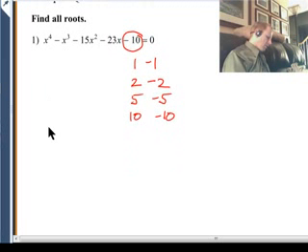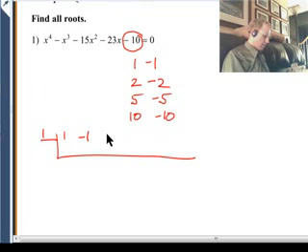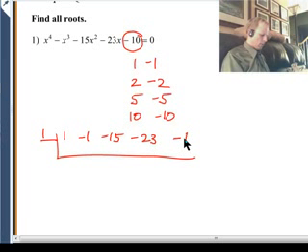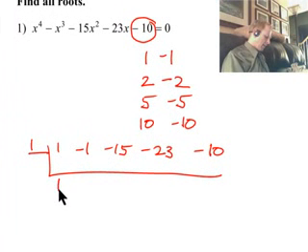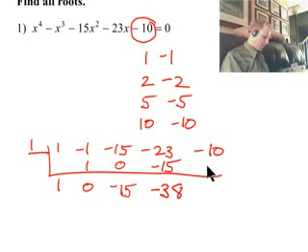So I'm going to start with 1, and I'm going to do synthetic division using the coefficients of the original equation. And I'm going to see if I get a remainder of 0. If I get a remainder of 0, that means I've found a solution to the equation. Otherwise, I have not, and I can cross that number off the list.